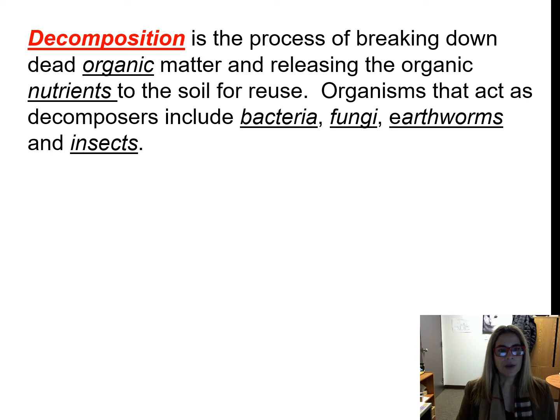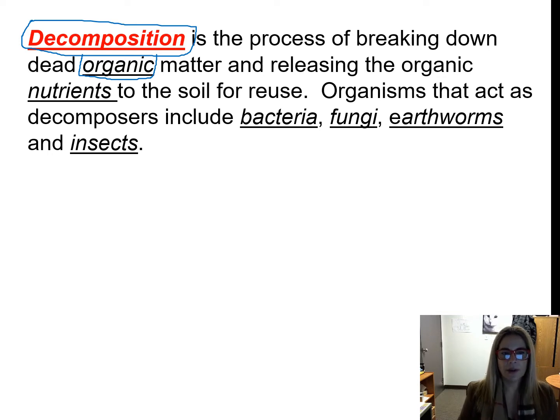So as we said in the previous slide, decomposition is a very important part of the carbon cycle. And by definition, decomposition is the breakdown of organic matter, and in doing so, releasing organic nutrients into the soil for reuse. So the important thing here is that decomposition only occurs when we're talking about organic material. So this is why things like styrofoam cups, for example, will sit in landfills for literally hundreds and hundreds of years because decomposers cannot break down inorganic material like that.